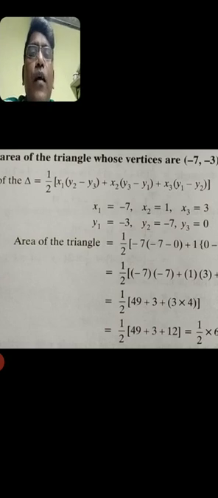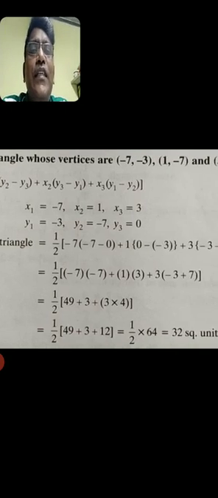Clear to you? The formula is x1 of y2 minus y3 plus x2 of y3 minus y1 plus x3 of y1 minus y2. Here, observe, x1 equals minus 7, x2 equals 1, x3 equals 3, y1 equals minus 3, y2 equals minus 7, y3 equals 0. All the values are ready. Only substitute in the area of the triangle.